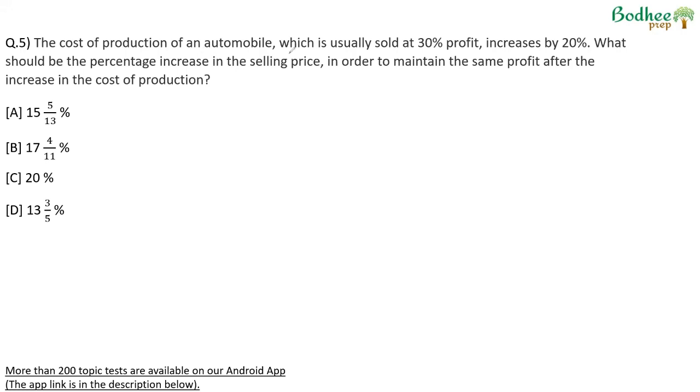The cost of production of an automobile, which usually sold for 30% profit, increased by 20%. What should be the percentage increase in the selling price in order to maintain the same profit? Not profit percent, but the same profit after the increase in the cost of production. Let the old cost price be 100. Usually profit is 30%, so selling price will be 130, which means the profit is rupees 30.